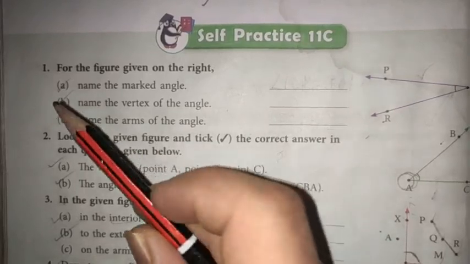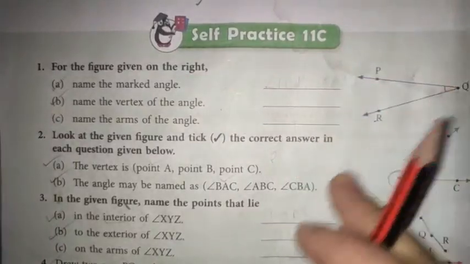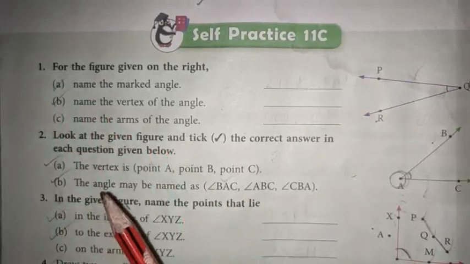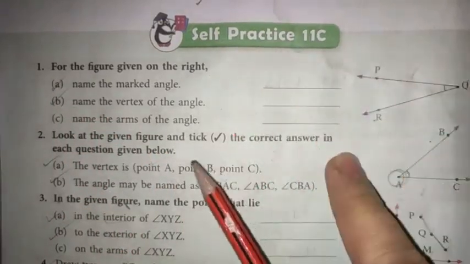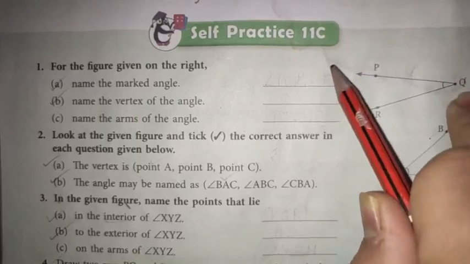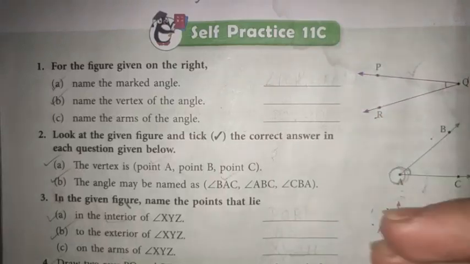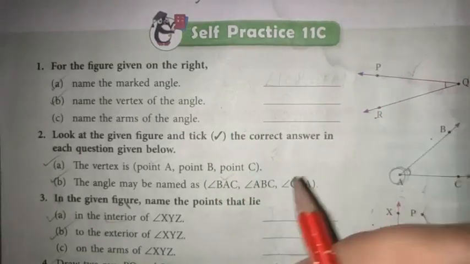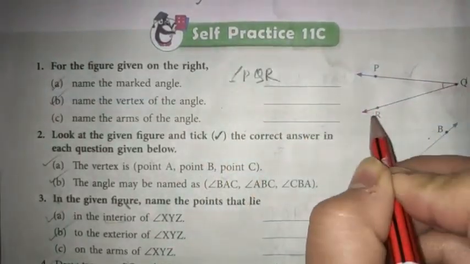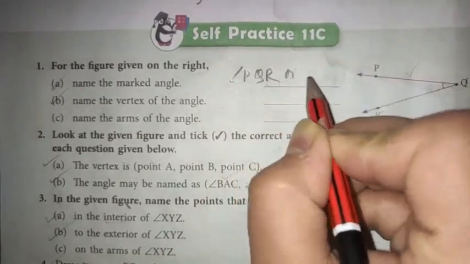So the first question is, for the figure given on the right, 1A, name the marked angle. So what will be the name of the angle here? Whichever is the vertex should be at the center. I have already told you, right? So P and R cannot be at the center. You cannot write QRP. The angle is PQR or RQP.